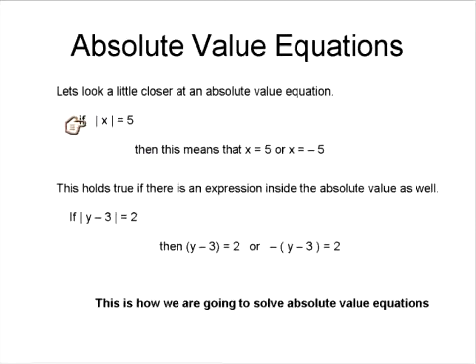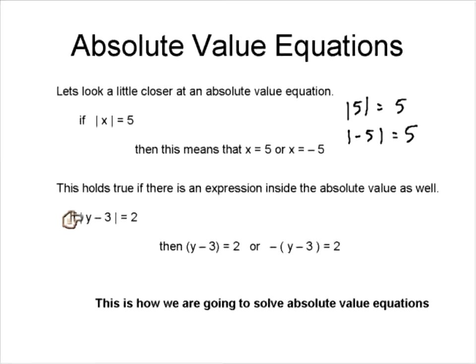If we have this equation, the absolute value of x equals 5, what that means is x could equal 5 or -5. Because if we take the absolute value of 5, it's already positive, so it's just going to equal 5. And we can take the absolute value of -5, and that's also going to equal 5. So the possible solutions, if we get an absolute value that looks like this, is that whatever's on the inside could be either positive or negative.